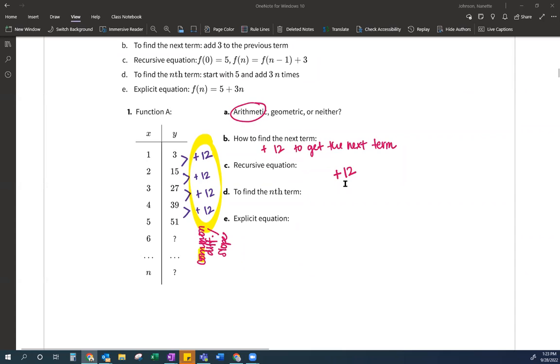Ms. Johnson, how do you know that? Because that's what this says. This says add 12 to get to the next term. The recursive equation is, well, you'll see, this plus 12 will come out. So I'm going to write this plus 12. My point is, if you just know this one thing, look at all this stuff you actually know. To find the nth term, well, this one was weird, so I'm going to hold off on that one.